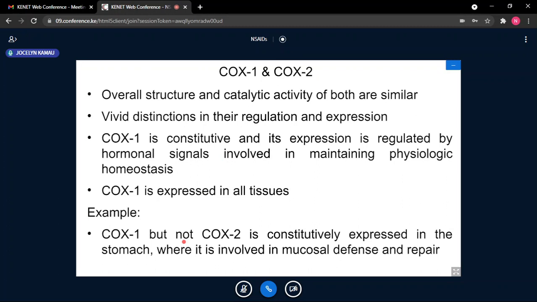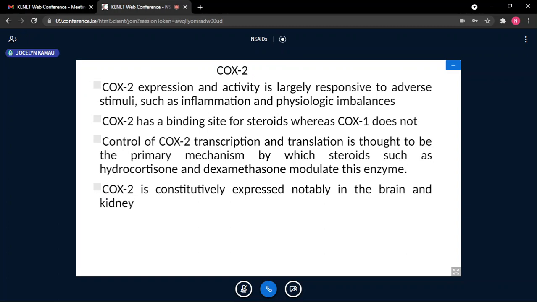COX-2 has the constitutive form, which you require for therapeutic activity, and then you have, majorly, the inducible one, which brings about the effects that we do not want. So COX-2 expression and activity is largely responsive to adverse stimuli such as inflammation and physiologic imbalances.